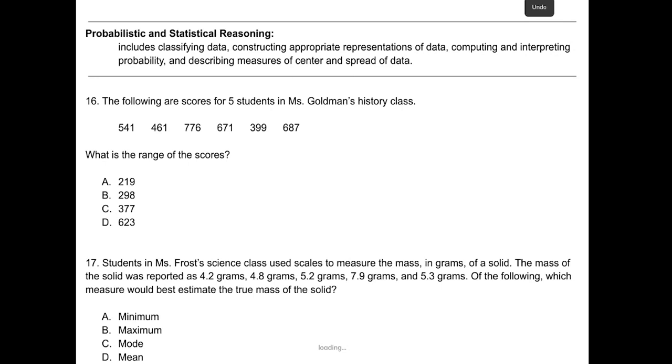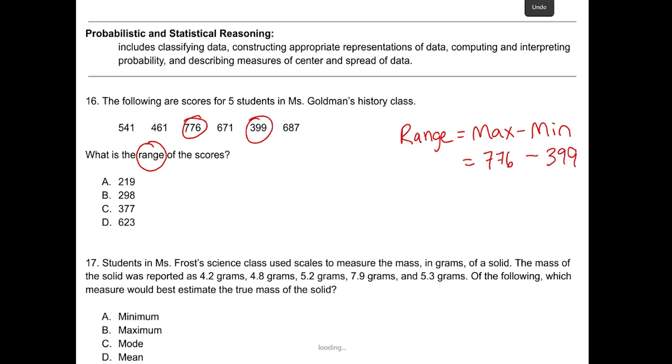Like number 16 says the following are scores for 5 students in Miss Goldman's history class. What is the range of the scores? So here it's a really easy problem if you know that range is the maximum minus the minimum. So it's the difference between the biggest number and the smallest number. Now, if you don't know what range is, then this question just becomes like a guess. But if you do know what it means, then it's really not that hard because you're just going to subtract the biggest number, which in this case is 776, minus the smallest number, which in this case is 399. And this is something that you would put in the calculator. So we get 377, and our answer is C.